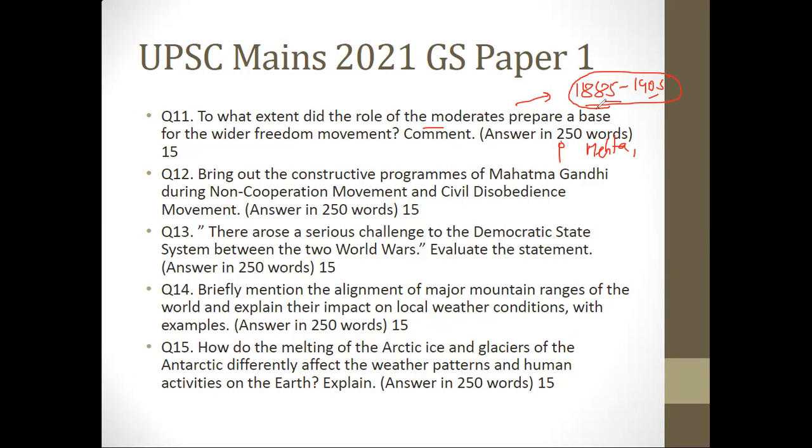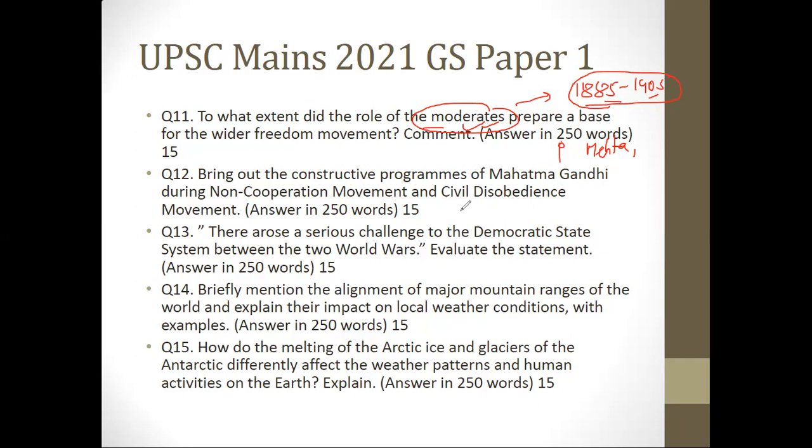But don't do what people will start writing now. They will start writing about the moderate phase. Here, they're not talking about the moderate phase, they're talking about these moderate people. Yes, you have to write about the moderate phase, but don't just stress the words moderate phase; talk about the moderate persons per se. So first of all, you will define that 1885 to 1905 was majorly dominated by leaders called moderates, and these were the moderates.